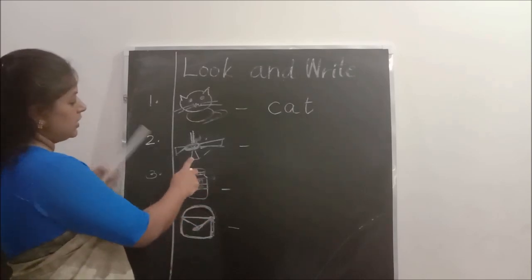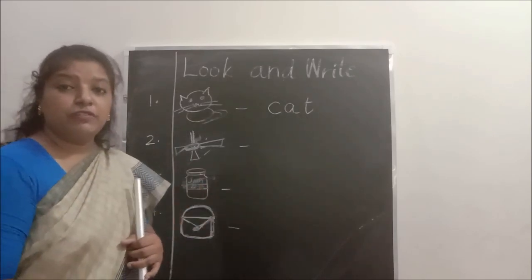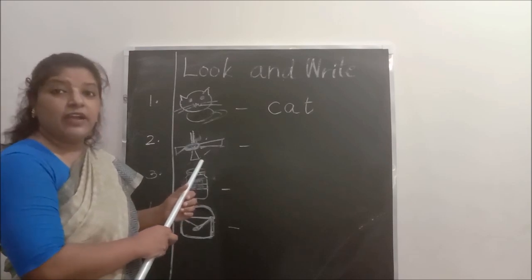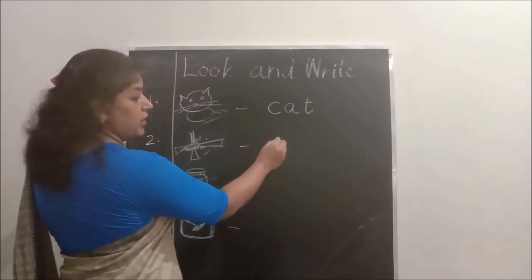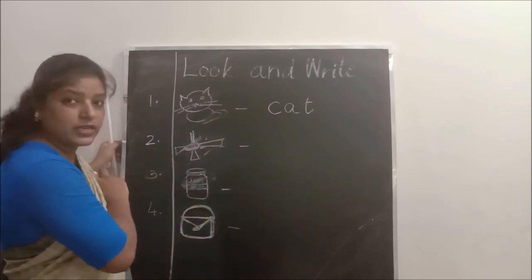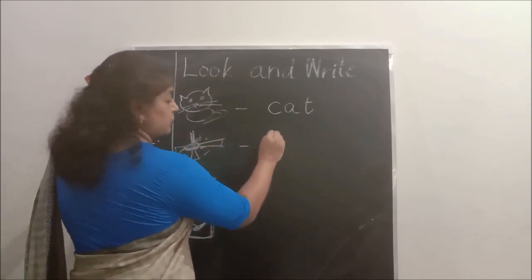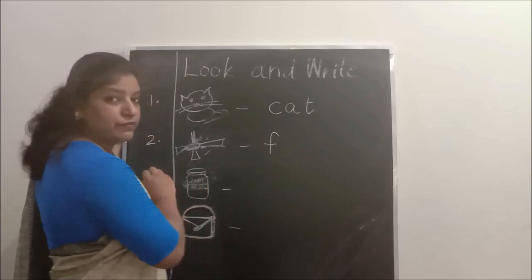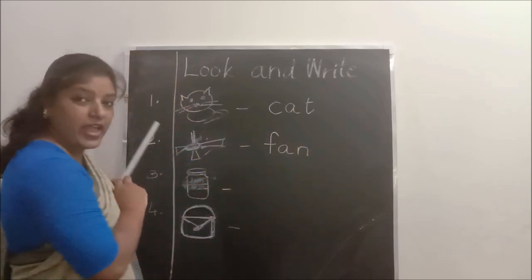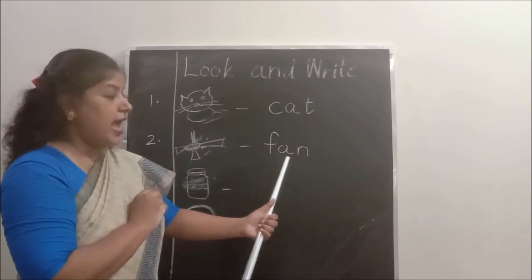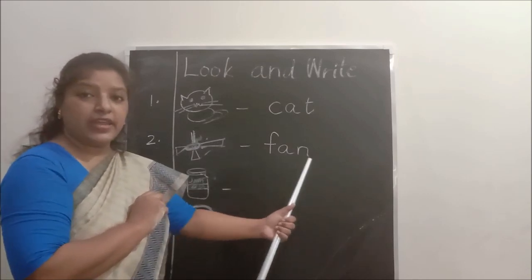Clear? Now the second picture is of a fan. It's a fan. Okay? So we are going to write f. What is the first letter you hear? F. We are going to write f, f, a, n. Fan. F, a, n. Fan.